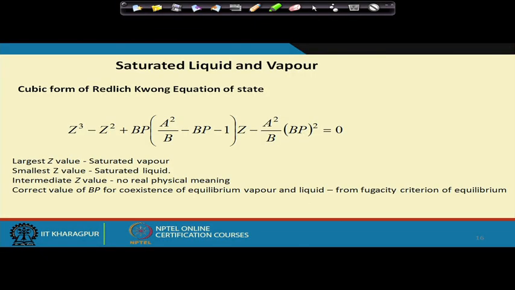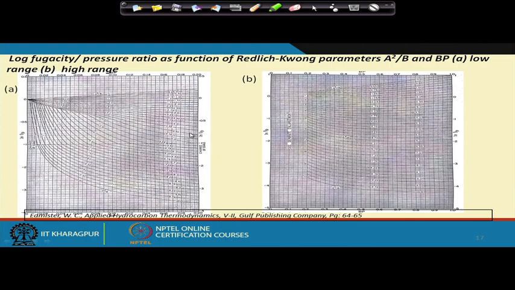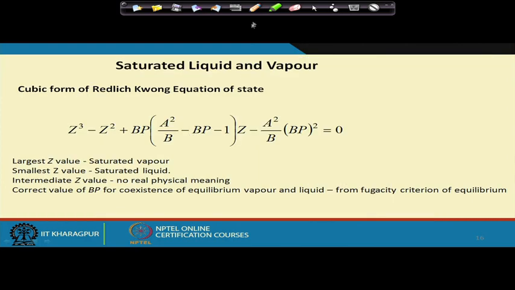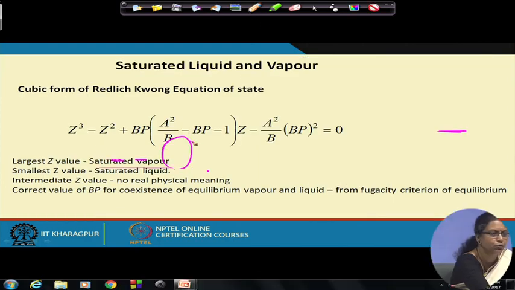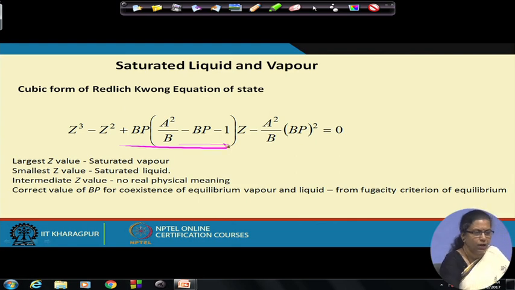So, therefore, it can be used to predict the fugacities of a saturated liquid as well as a saturated vapor. If we solve this particular equation, we get a cubic, or rather we get 3 roots of Z. Out of those 3 roots, the largest value corresponds to the saturated vapor, the smallest value corresponds to the saturated liquid, and the intermediate value that we get has no real physical meaning.